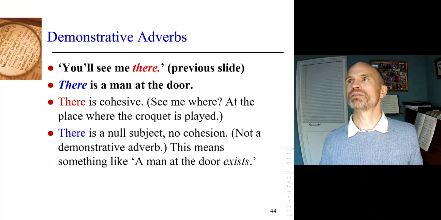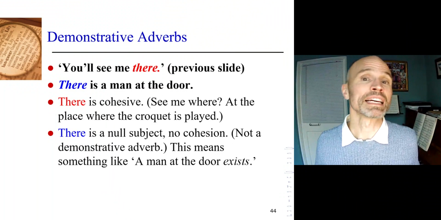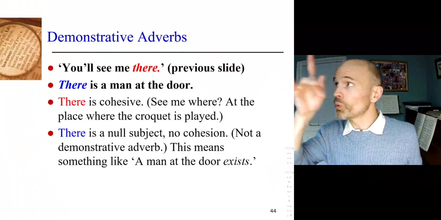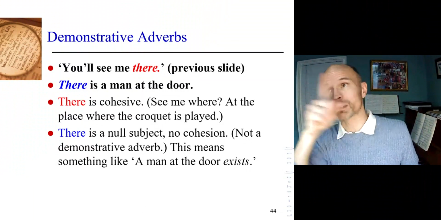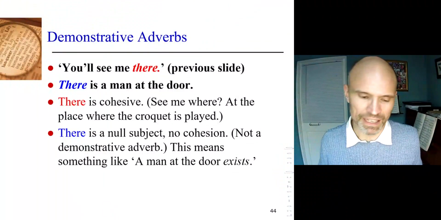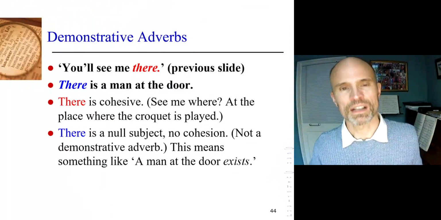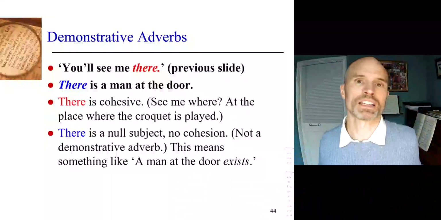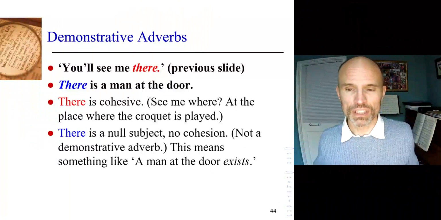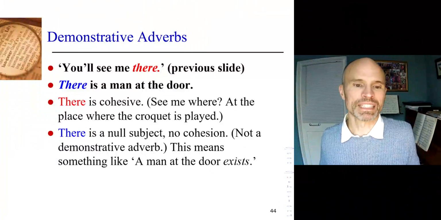Don't try to make that point. If you go, there's a nice smell in the air, don't try to point at the smell in the air. You're just saying a nice smell in the air exists. That is not a demonstrative reference. You can call it an existential there. That there just means that something exists.